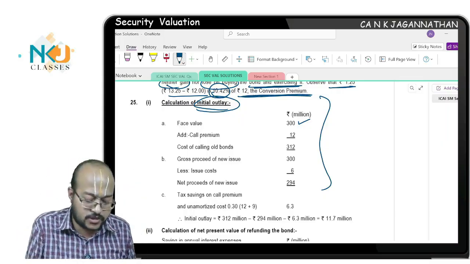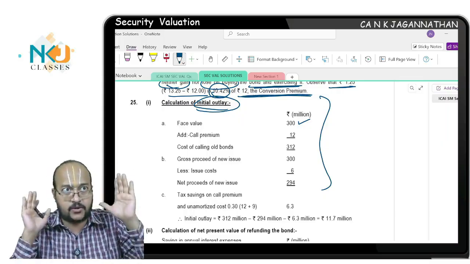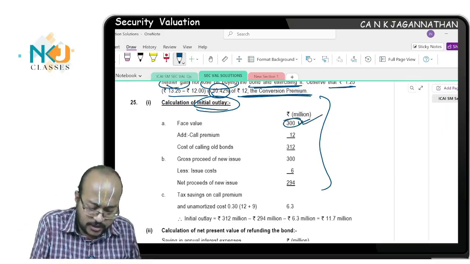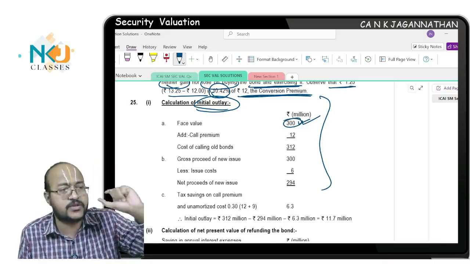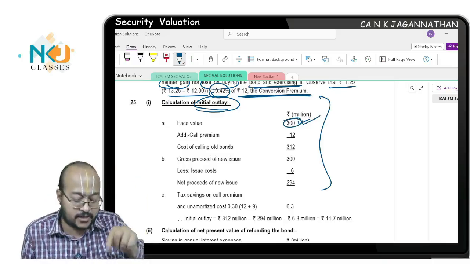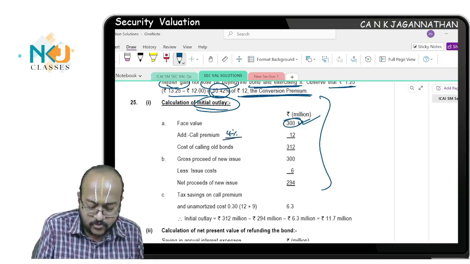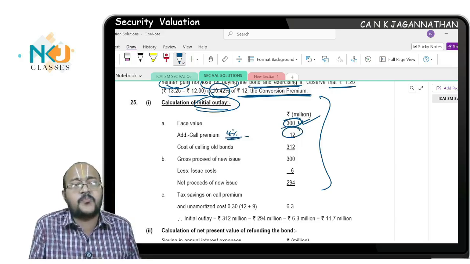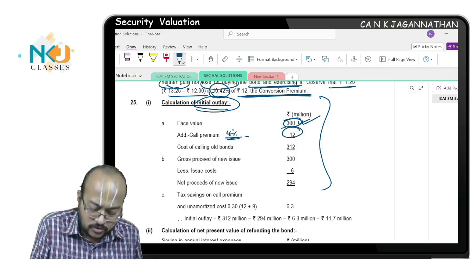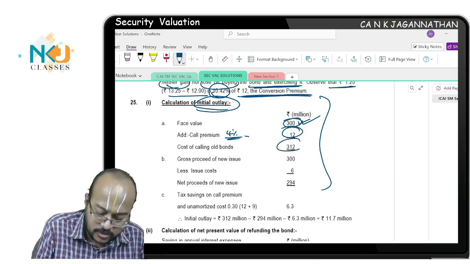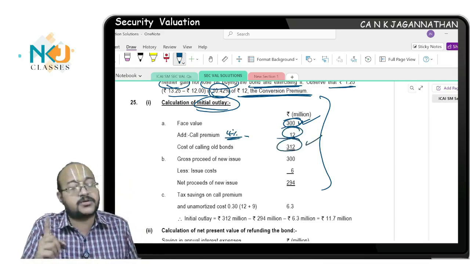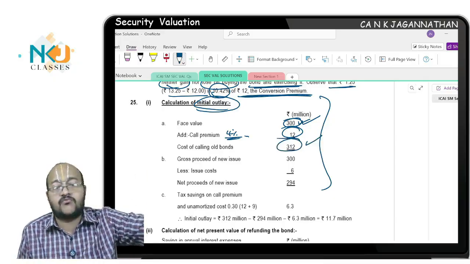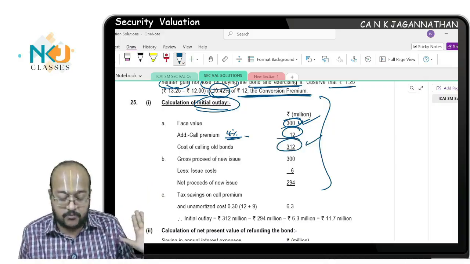Are you understanding? So initial outlay, if I decide to refund the bond, what should I pay today? 300 million, the face value, you have to pay. But apart from that, there will be a premium. They have told 4% premium. 300 million into 4%, 12 million will be the premium. So 300 plus 12, 312 million you have to pay. This is the total amount you need to pay. The principal portion with the premium you will redeem, correct?